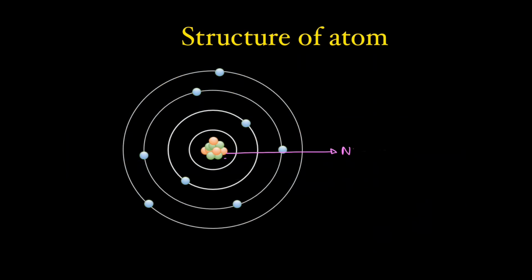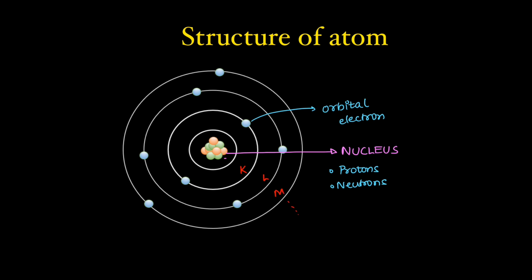Going to the very basics, we see the structure of an atom, where the atom contains a nucleus containing protons and neutrons within. Then it contains various elliptical or circular orbits in which orbital electrons are present. Each orbit has been given a standard label, that is K, L, M and so on. They are also called the K shell, L shell and M shell and so on.